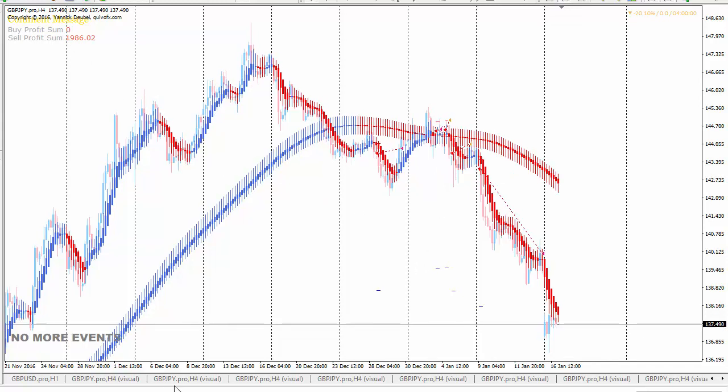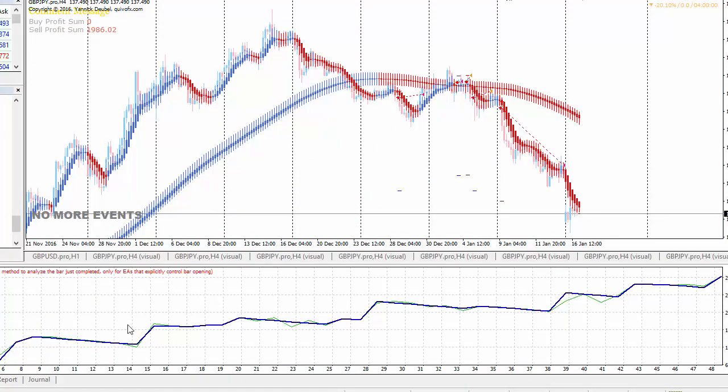So let's just stop the test. If I just drag this up here, you can see the test results. You do get a few losses in here, and look, this is just the default settings. I'm not even optimizing it. You do get a few losses. You do get a lot of losses.